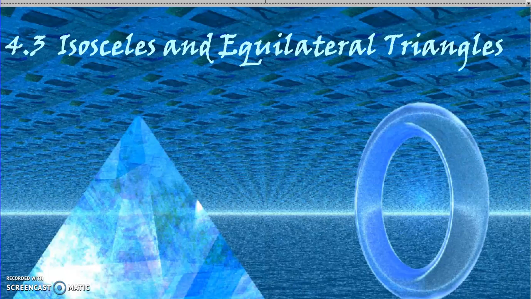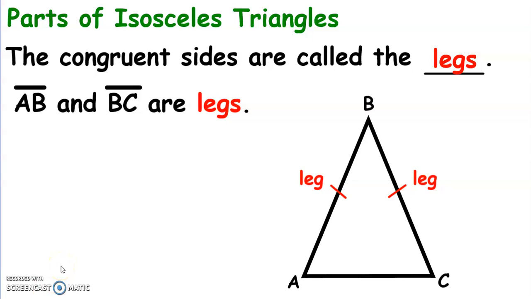Section 4.3 is isosceles and equilateral triangles. So, first we're going to talk about the parts of an isosceles triangle. The congruent sides are called the legs. So, for example, side AB and BC are legs here because they are marked congruent.